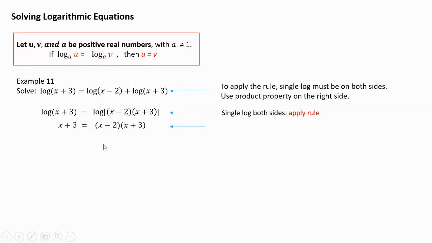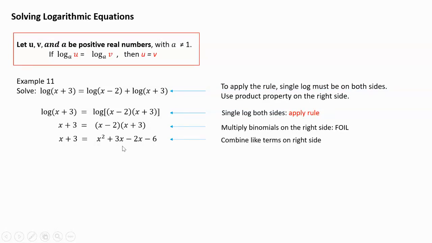Now here we have to distribute. Or use the FOIL method. I'm sorry, it wasn't distribute, it was the FOIL method. So x times x will give you x squared. x times positive 3 will give you 3x. Negative 2 times x will give us negative 2x. And negative 2 times 3 will give us negative 6. The 3x minus 2x can be combined. So this will give us x plus 3 equals x squared plus x minus 6.